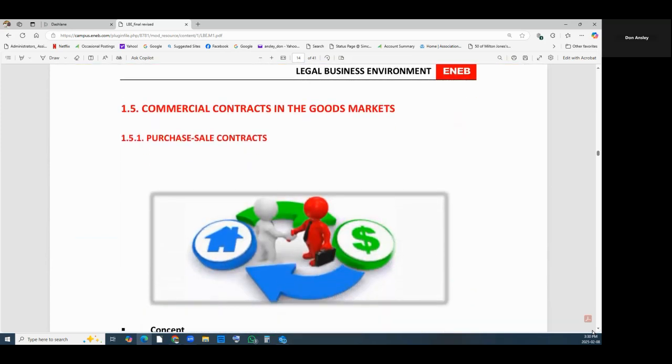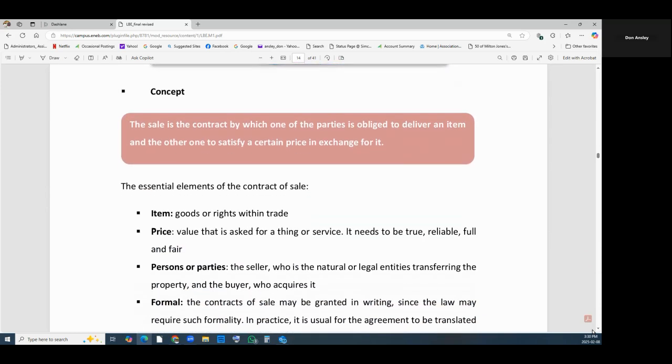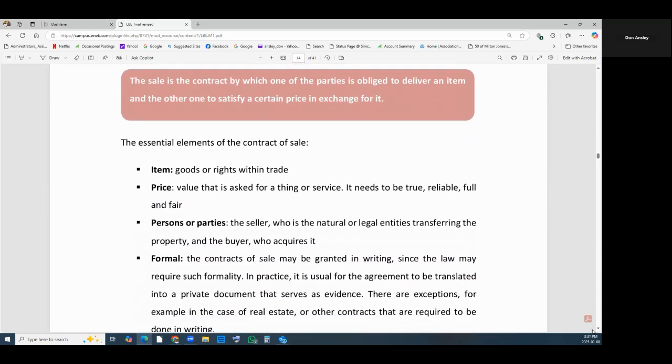Commercial contract in the goods market, purchase sales contract concept. The sale is the contract by which one of the parties is obliged to deliver an item and the other one to satisfy a certain price in exchange. Essential elements of the sales contract: items, goods, and rights within the trade. Price, the value that is asked for the item. The goods or rights which are in the trade.